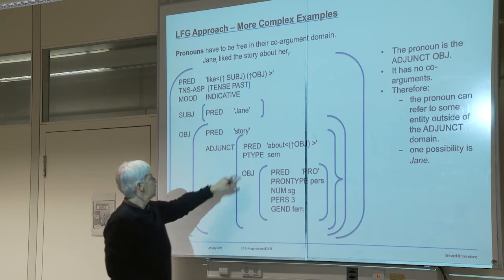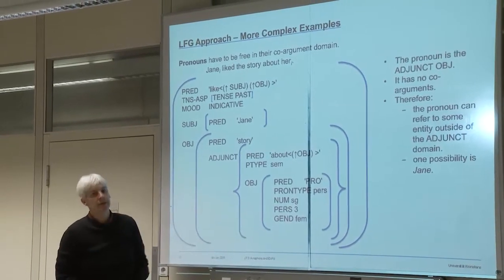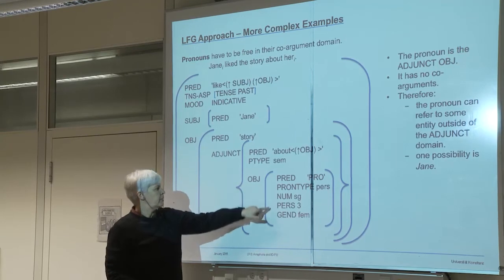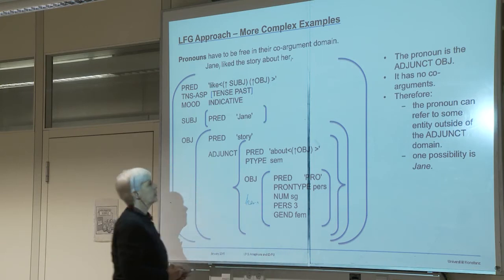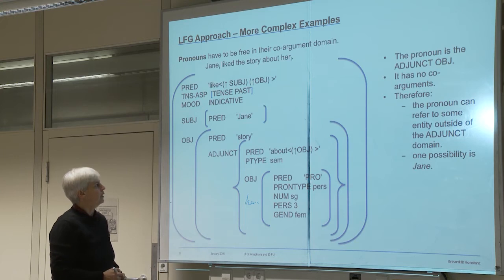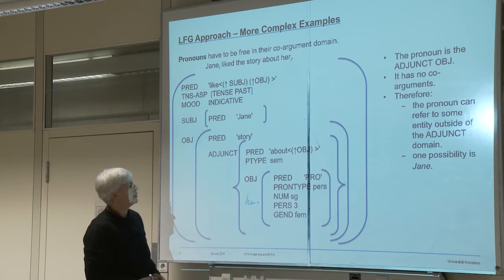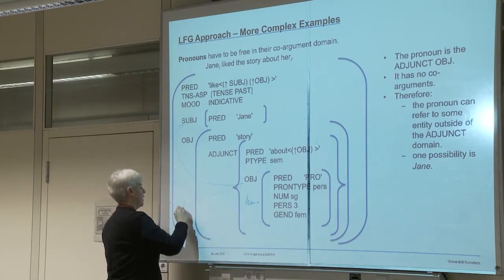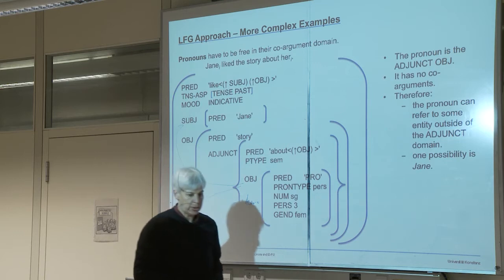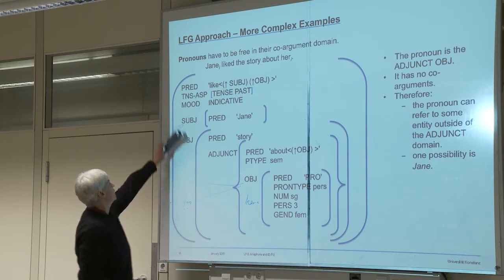It's a story about her. In the adjunct there's a pred, about, which takes an object. It's a semantic preposition. Remember we had those in a different lecture. And about takes the object. So again, this is our pronoun, her. And pronouns have to be free in their co-argument domain. What is that? Well, it's this. There is no co-argument. So it has to be free in this, that's okay. So it can refer to anything else. It can refer to Jane, that's outside of the co-argument domain, or something else, Sandy or Kim or Louise or anybody like that. Okay? So Jane liked the story about her works, and Jane can be an antecedent.